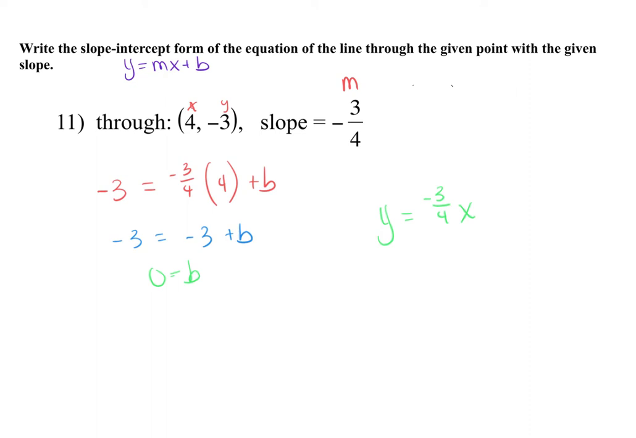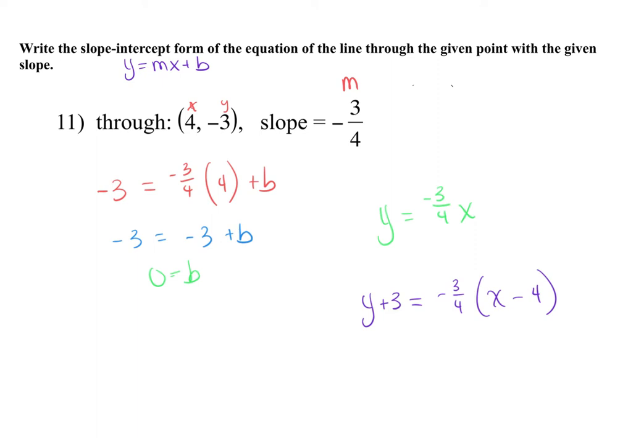Now, if you like point slope better, you can certainly do that. And you don't have to plug anything in. You can say y minus y1 equals m x minus x1. And then you can distribute and solve.